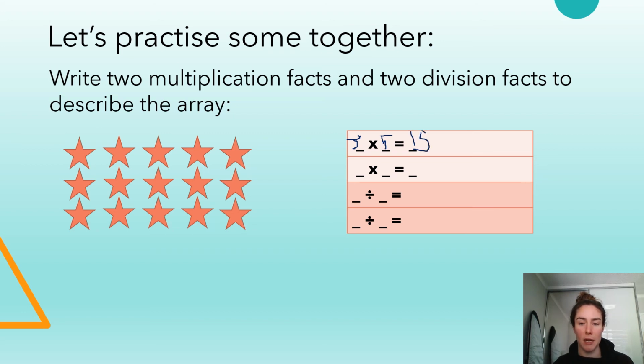I know that, that's my known multiplication fact. Or it could be 5 times 3 equals 15. And the reverse of this then, or our inverse operation, would be 15 divided by 3 equals 5, and 15 divided by 5 equals 3. So hopefully you got that one correct.